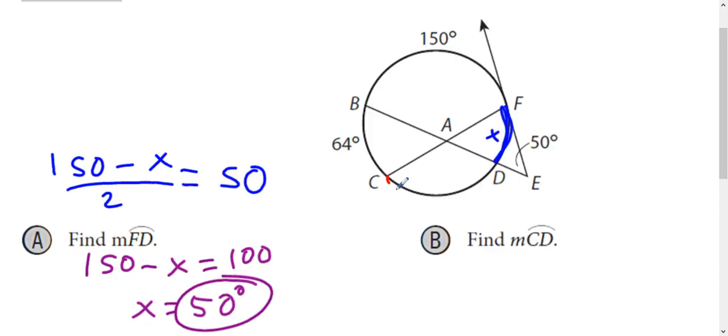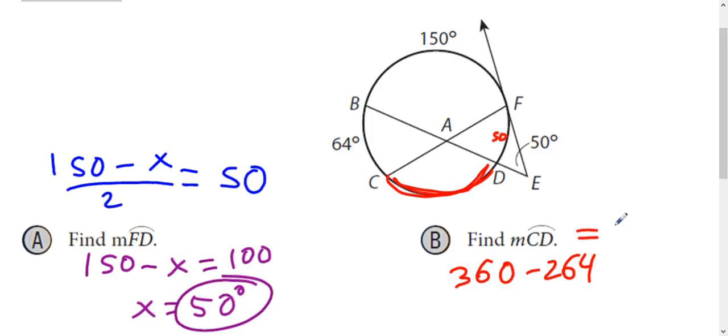The measure of arc CD right here. We know every other arc of this circle. And you know that a circle is 360 degrees. So I would just go with that. 360 degrees, we know that this is 150, this is 50, and that's 64. So that's 264 altogether. Find out how much is left over for arc CD by doing some subtraction, and you get 96.